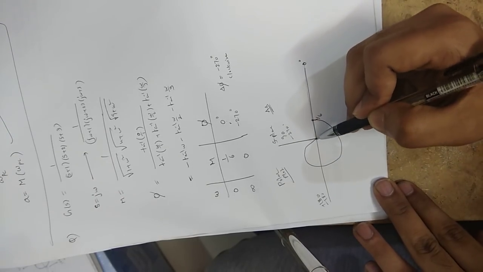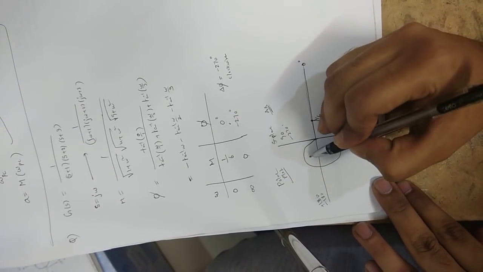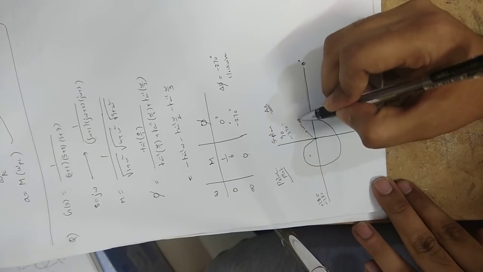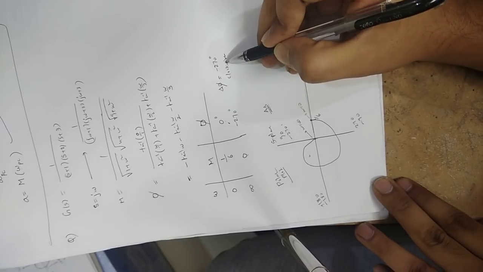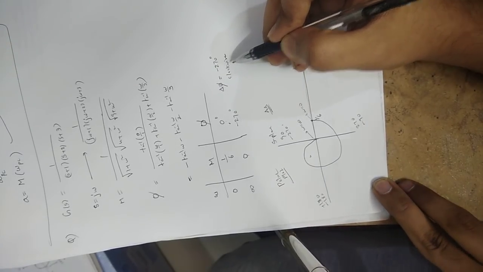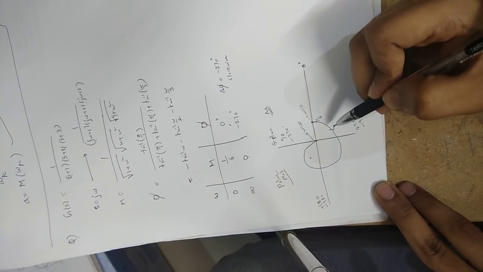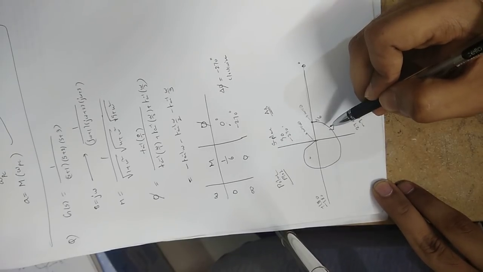Why origin? At omega infinity the magnitude is 0. Here omega infinity, here omega 0. So what is the direction? Obviously minus 270 degrees, the phase difference is negative, so the clockwise direction. This is the polar plot.